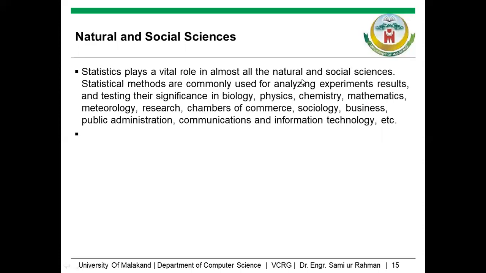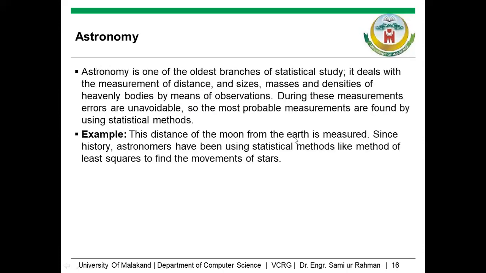Statistics plays a vital role in almost all the natural and social sciences. Statistical methods are commonly used for analyzing experimental results and testing their significance in biology, physics, chemistry, mathematics, meteorology, research, chambers of commerce, and every field of life. Statistics is used. Same is the case in astronomy.